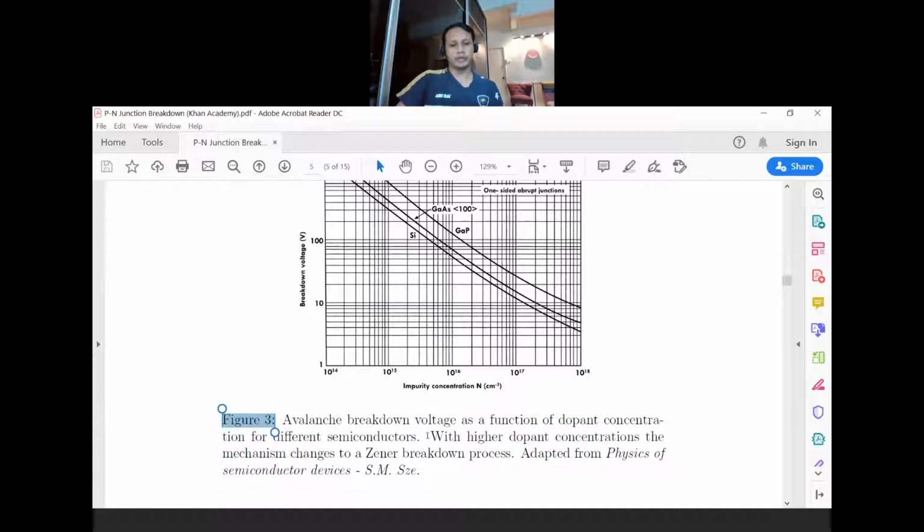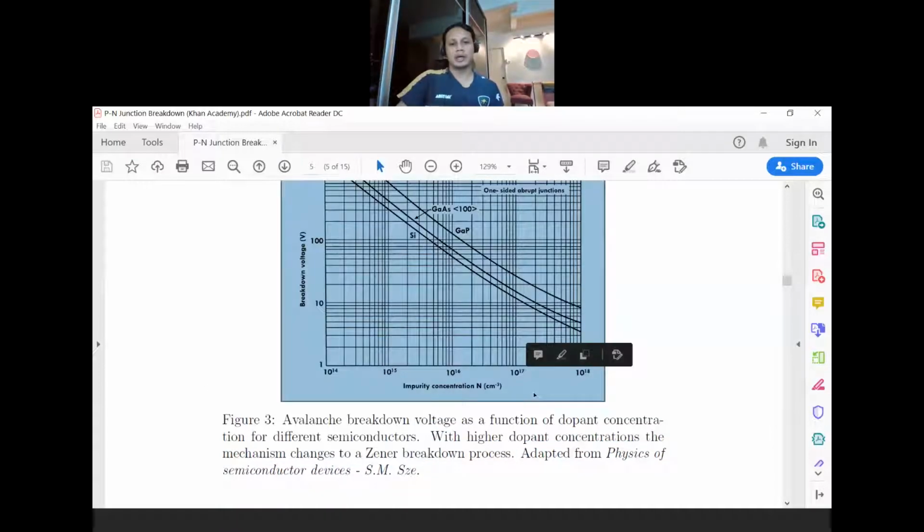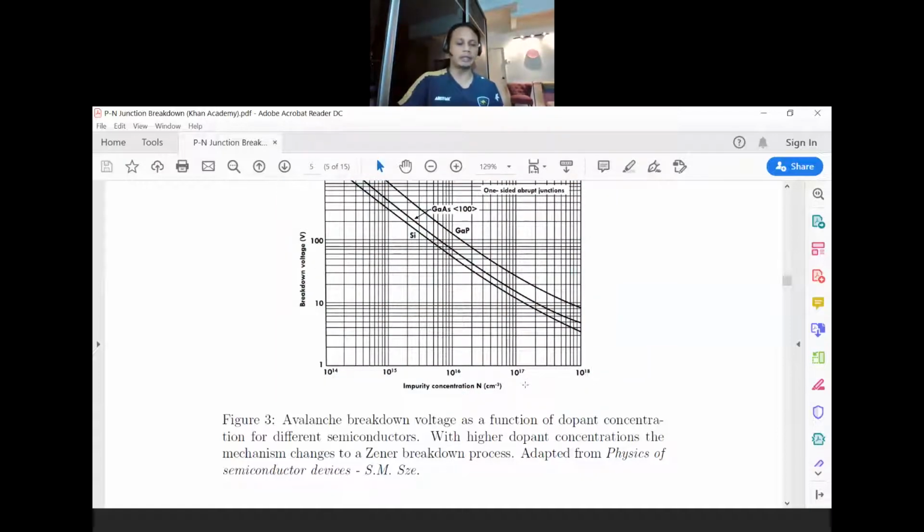With higher concentration, the mechanism changes to Zener breakdown. Just now I told you that there are two mechanisms causing the junction to break. If you're working with a junction with lower doping to moderately doped, we tend to have avalanche breakdown. And if you work with doping higher than 17, say mid 17 or 18 or 19 on both sides of your PN junction, you tend to have Zener breakdown, right? So avalanche breakdown is for lightly doped and moderately doped, and Zener breakdown is for heavily doped junction.